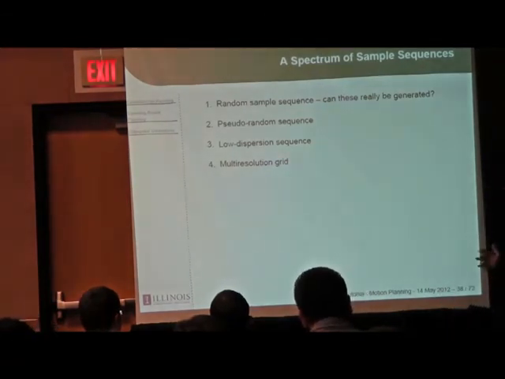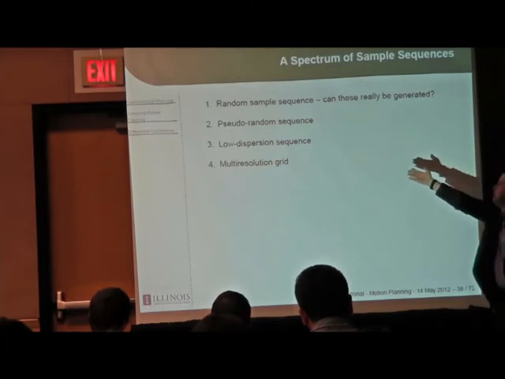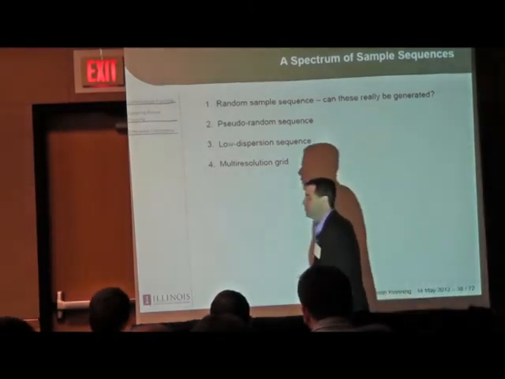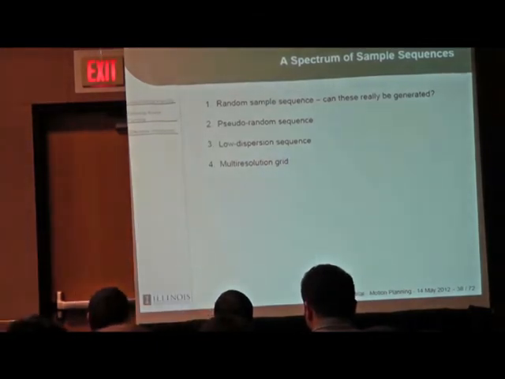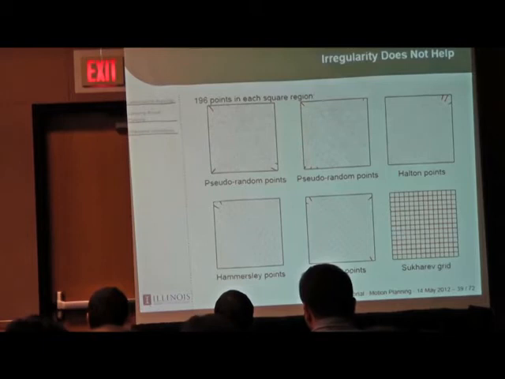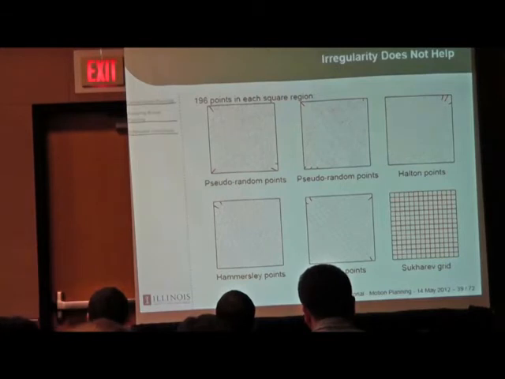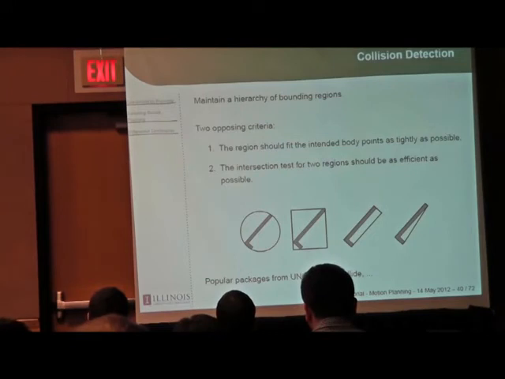All right. So we can think of a spectrum of sampling sequences. I want to generate a dense sequence. Could be random, pseudo-random, some low dispersion sequence. There are cleverly designed ones, or even a multi-resolution grid. They're all comparable in some sense. I just want to point that out. Like I said, the intuition is that irregularity is not really helping you. So all of those will perform the same way, really, for these different kinds of methods that I will present.